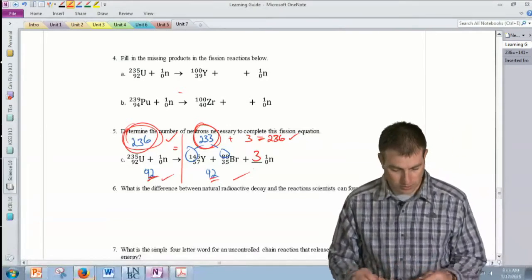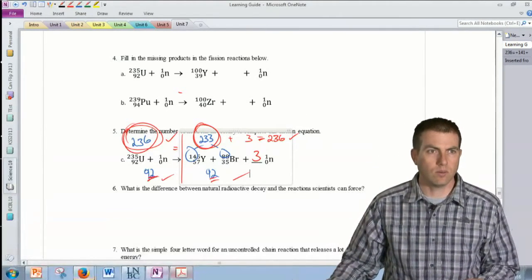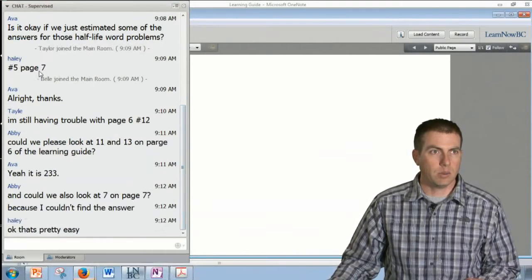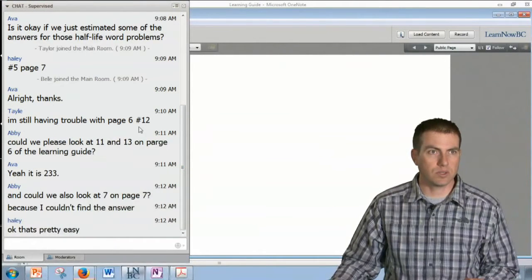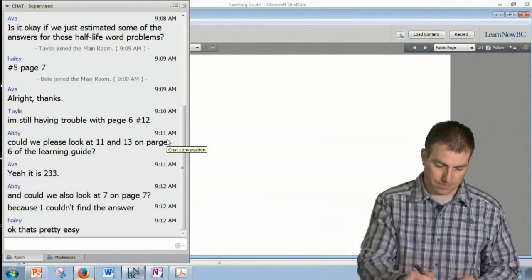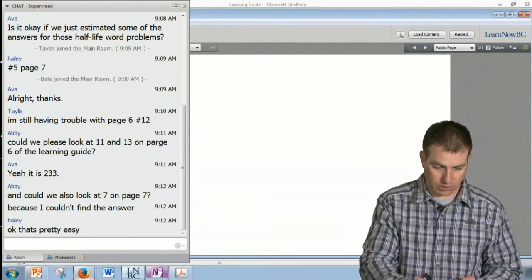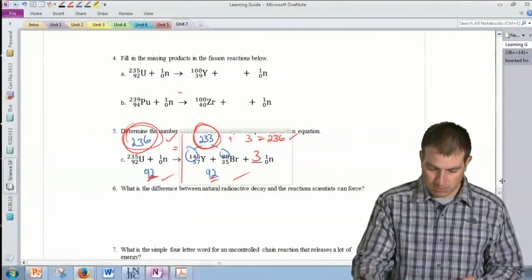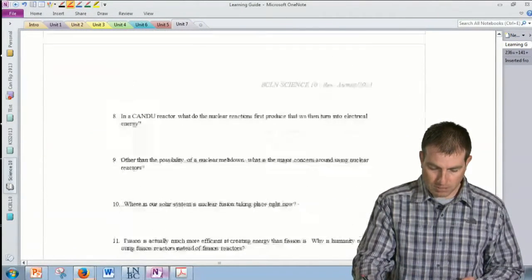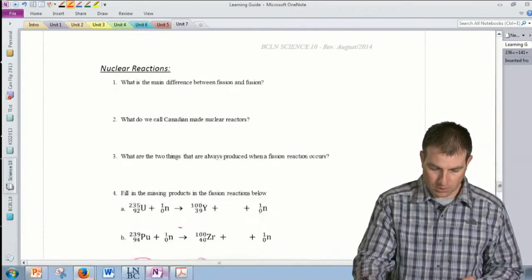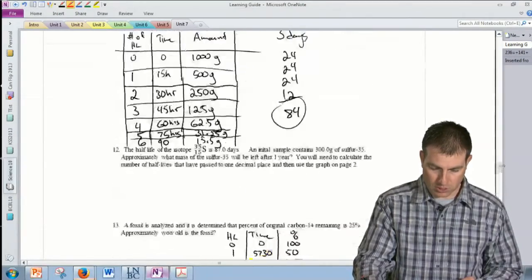A couple more questions came up here. What do we have? Number 5. I'm still having troubles with number 12. All right, let's do that. And then 11 and 13. Page 6, number 12.